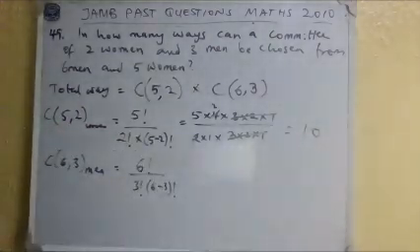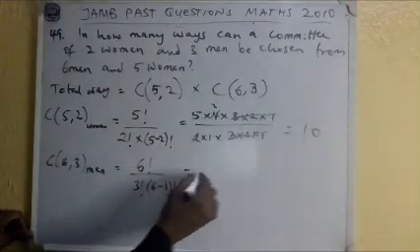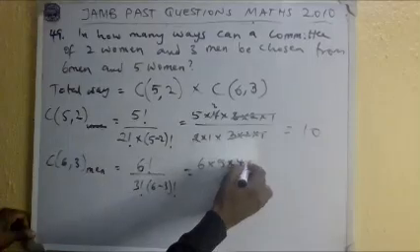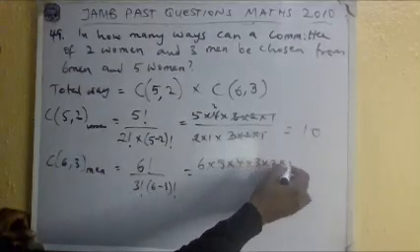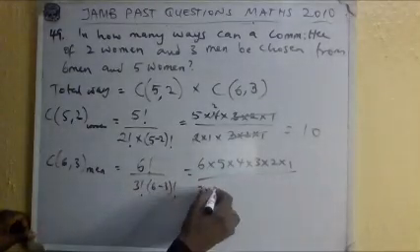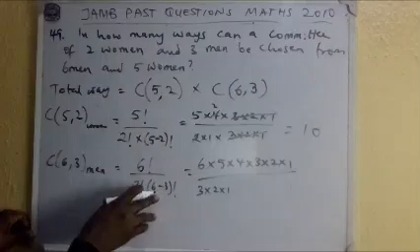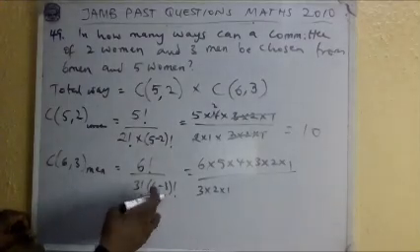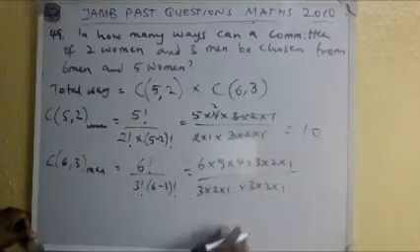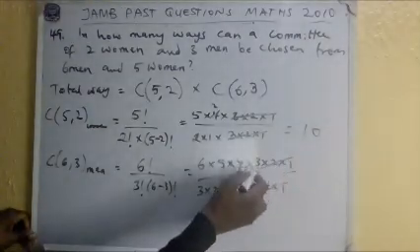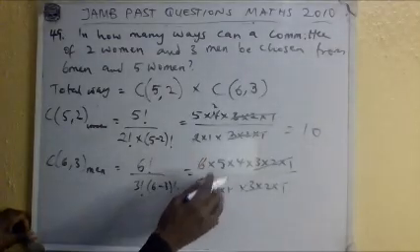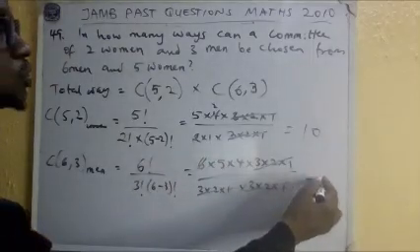10. For this one, again, factorial of 6: 6 times 5 times 4 times 3 times 2 times 1, all over 3 factorial, which is 3 times 2 times 1. Then 6 minus 3 is 3. 3 factorial again is 3 times 2 times 1. This one and this one, they will just go. This one is 6, 3 times 2 is 6. So this one and this one will go. So 5 times 4 is 20.